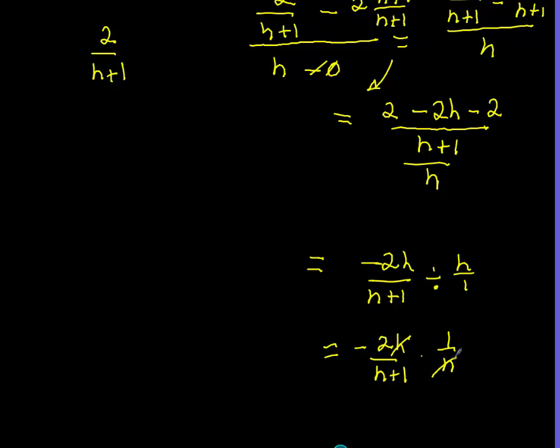And since these are both multiply, I can get rid of those. So my answer here is negative 2 over h plus 1. And that is our average rate of change for that problem.